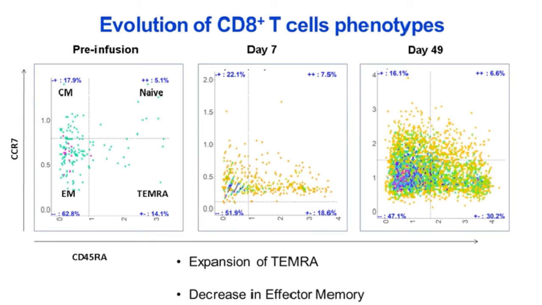And in this case, what we observed was an expansion of effector memory RA positive cells, but interestingly, we saw a decrease in effector memory cells. So these are just examples of what you can do in terms of going into details of subsets of cells by just a single experiment.